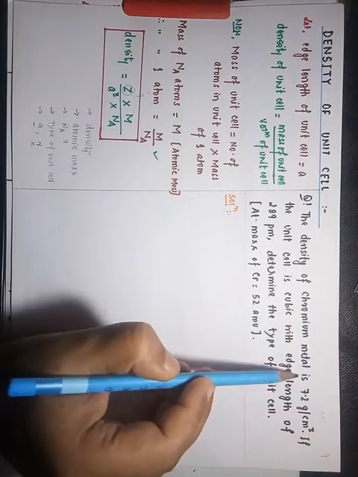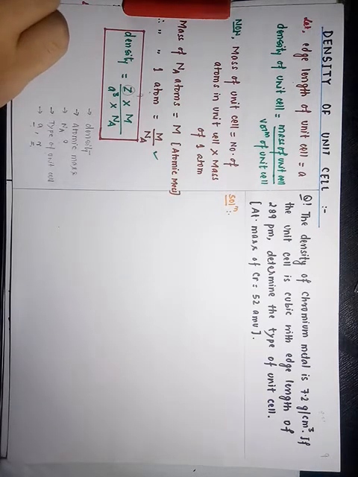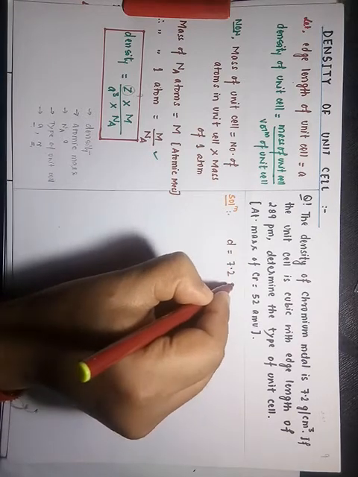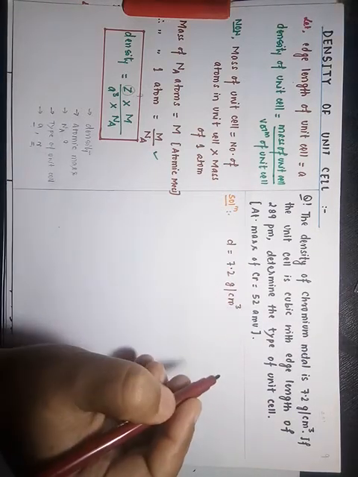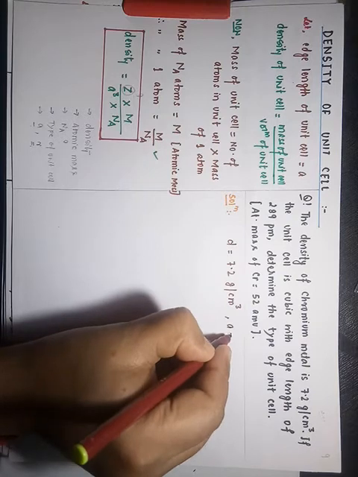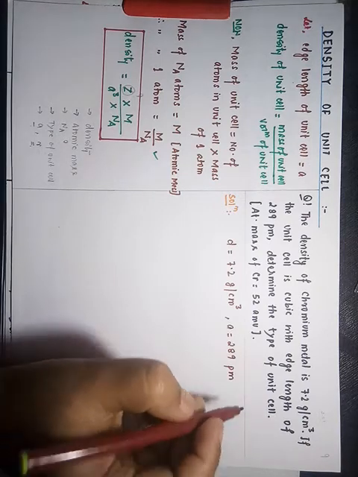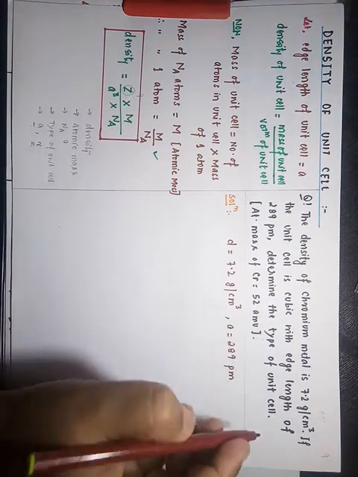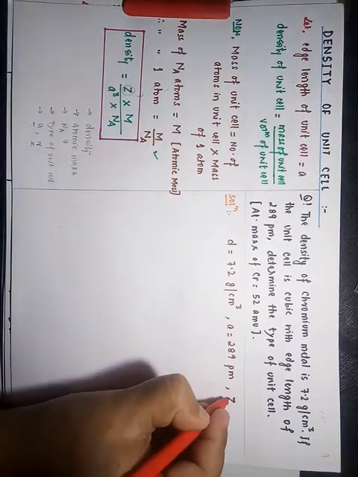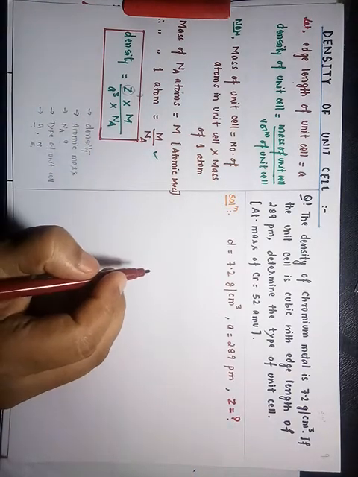The density of chromium metal is 7.2 gram per centimeter cube. So in this question we have been provided with density 7.2 gram per centimeter cube. If the unit cell is cubic with edge length, so A is given, student, A is given as 289 picometer. So determine the type of unit cell, student. Determine the type of unit cell means what you have to calculate here? Our target is to calculate Z, because Z will determine the type of unit cell.